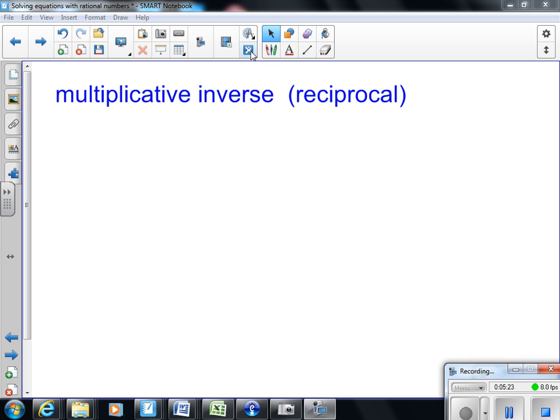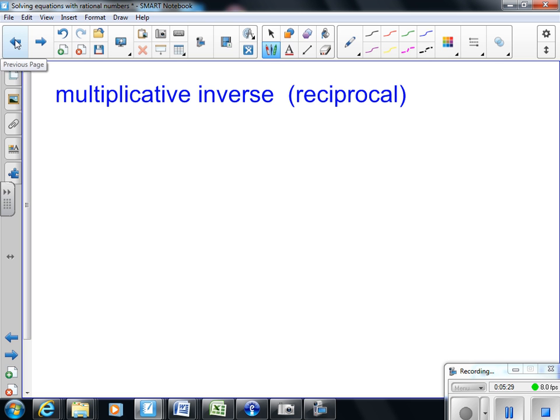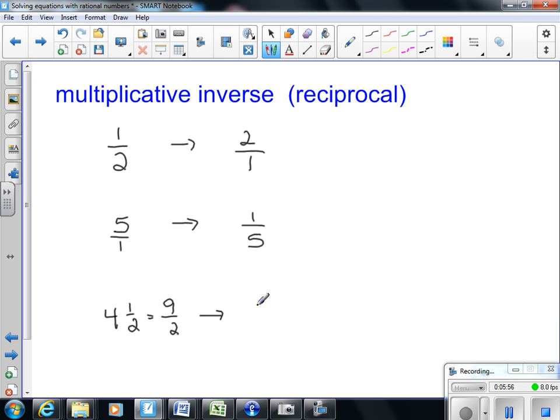Another term that I know we've had in your notes, but let's review again, is the multiplicative inverse or the reciprocal. That's what we used in the last two problems: when you divide, you actually multiply by its reciprocal. The reciprocal of 1/2 is 2 over 1. The reciprocal of 5 is going to be 1/5, because this is 5 over 1. The reciprocal of 4 and 1/2, well, we have to change it first to an improper fraction. And I get 9/2, so the reciprocal of that would be 2/9. And another word is the multiplicative inverse, just so you get familiar with that.